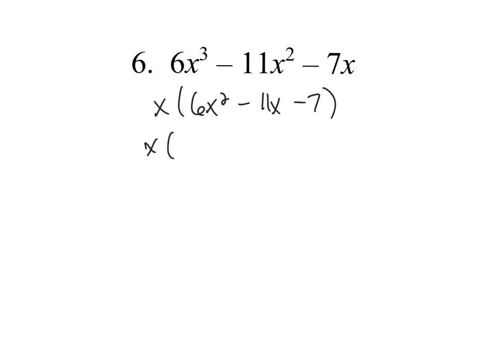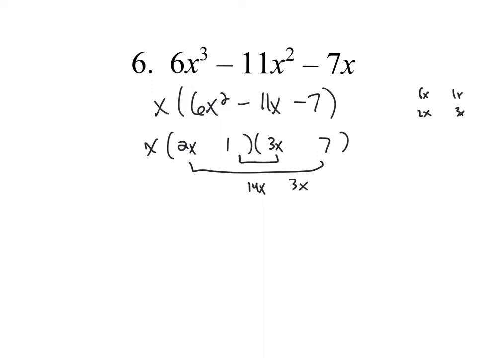And then if I try factoring this, I know that to get 7, it has to be 1 and 7. Now I just have to figure out for 6x squared, is it going to be 6x and 1x, or is it going to be 2x and 3x? Well, if I put a 2x here, 2x times 7 is 14x, and 3x here, that's going to be 3x. And so if it's negative 14x and positive 3x, that would be 3x minus 7 and 2x plus 1.